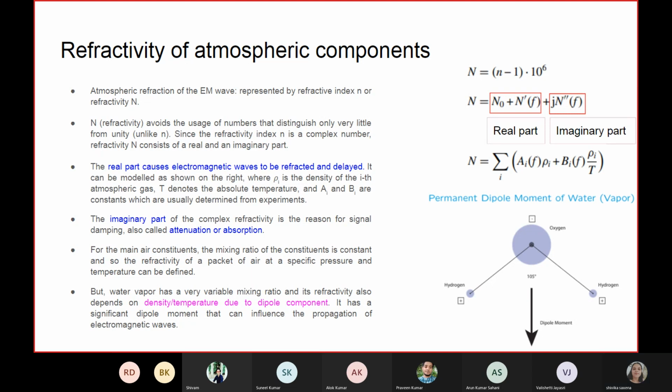There is a permanent dipole moment of the water molecule, which also causes variation in refractivity due to the tropospheric water vapor content. Okay, so we will see how this affects the propagation of electromagnetic waves.